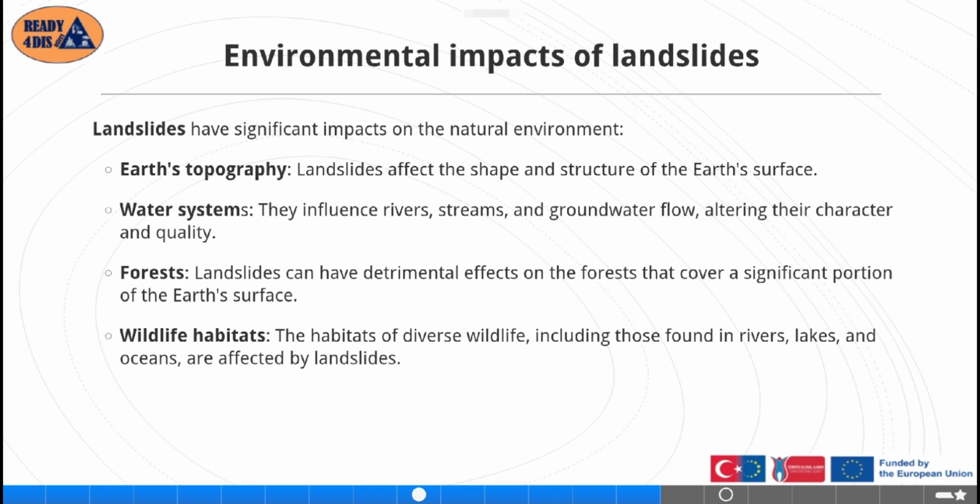Environmental impact of landslides. This section presents the impacts of landslides on the natural environment.